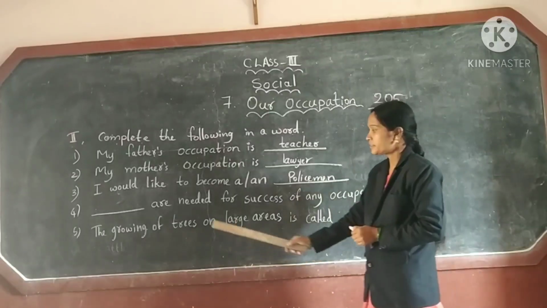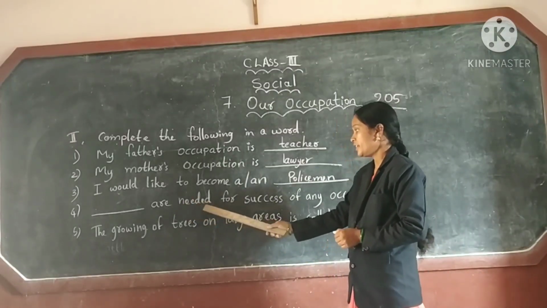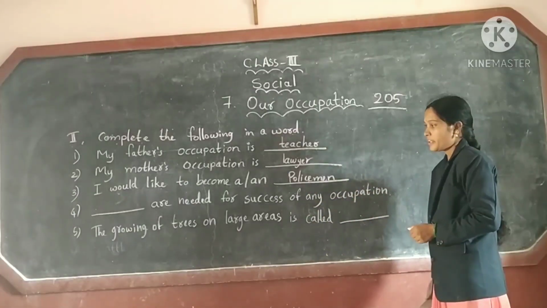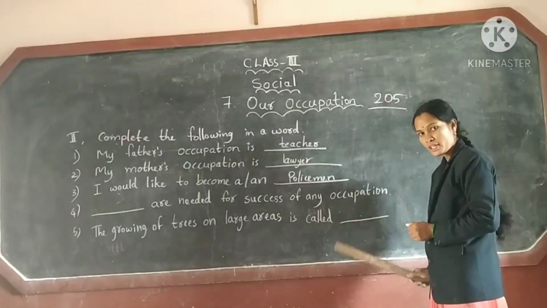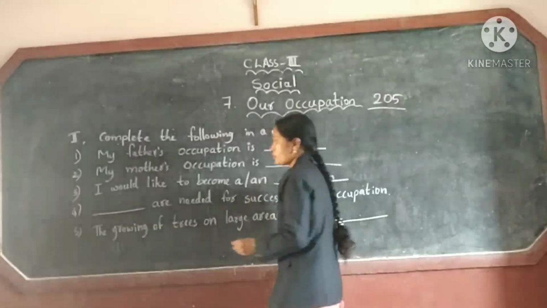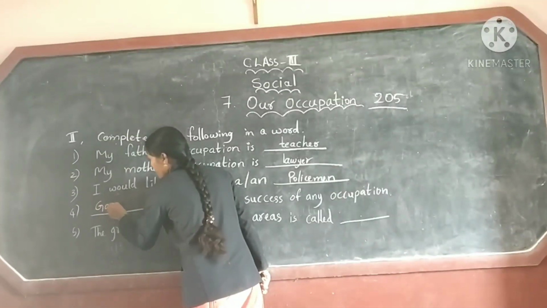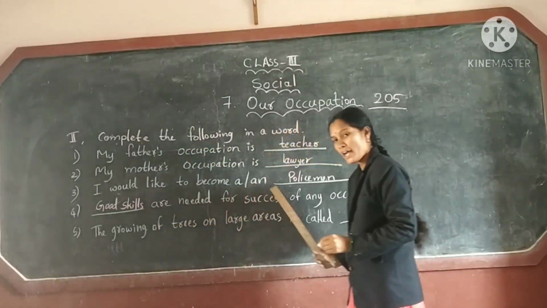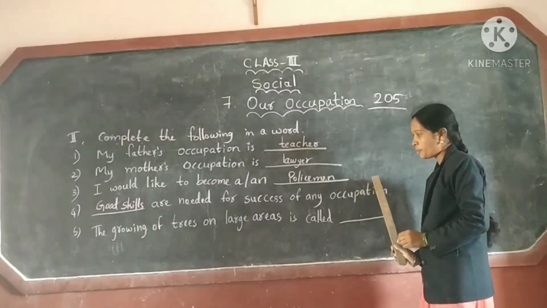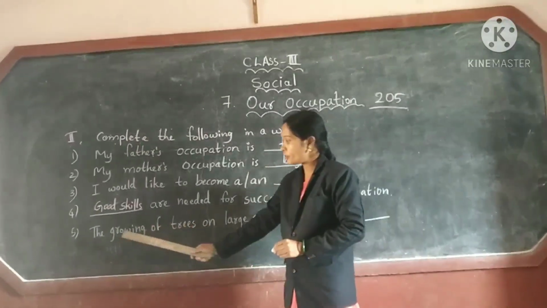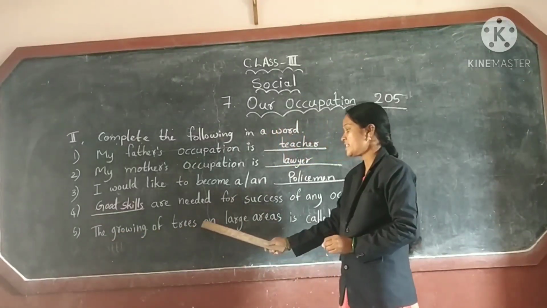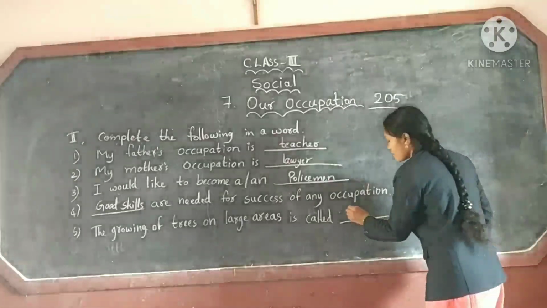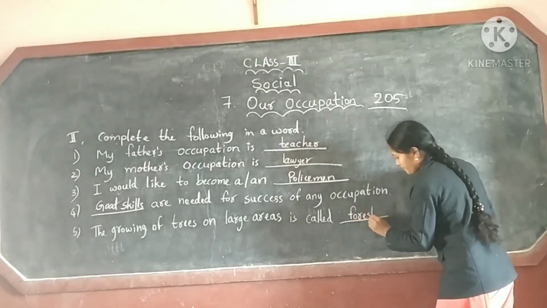Now, next: dash needed for success of any occupation. Skills. Good skills are needed for success of any occupation. Next, fifth one: the growing of trees on large areas is called forestry. Forestry.